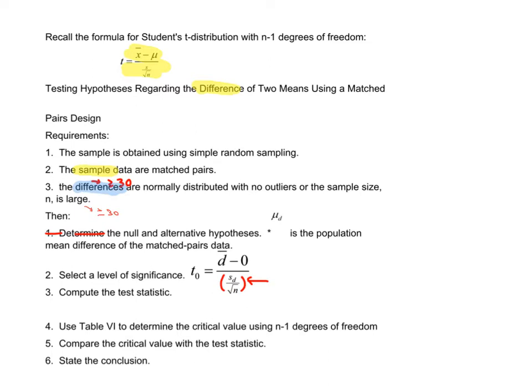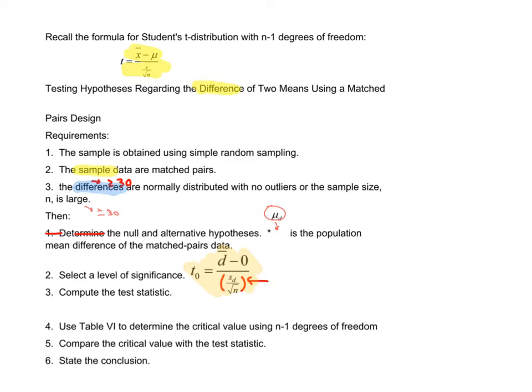Then we determine the null and alternative hypotheses. This mu sub d should be a little bit lower. The mean of the differences is the population mean difference of the matched pairs data. And then we get our level of significance. We compute our test statistic, and there's our formula: d bar minus 0 over s sub d over radical n.